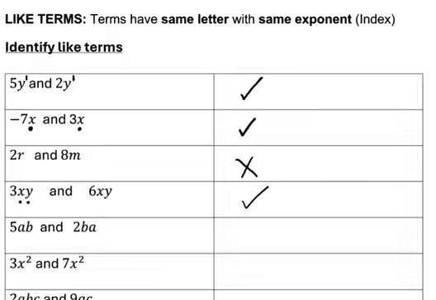Next, we have 5ab and 2ba. Remember, 2 times 3 is the same as 3 times 2; they both give us 6. So the order doesn't matter in multiplication. Both have a and b multiplied together, so they are like terms. The next one is 3x squared and 7x squared. They have the same letter x and the same exponent, which is 2, so they are like terms. Again, the number multiplied doesn't matter.